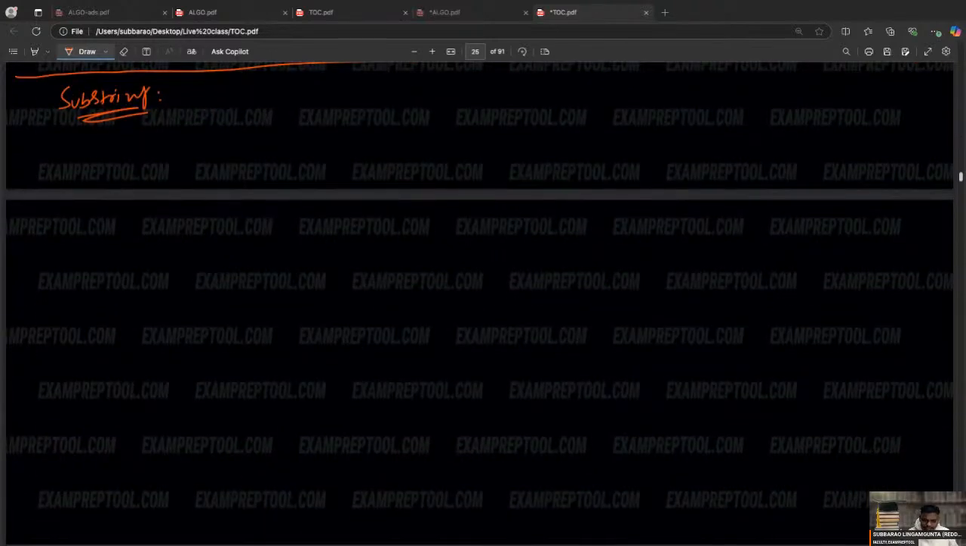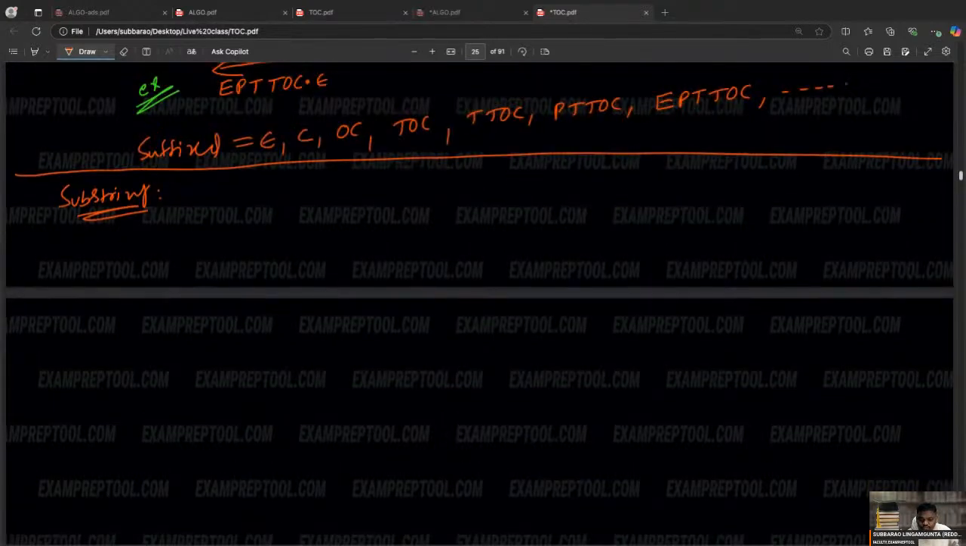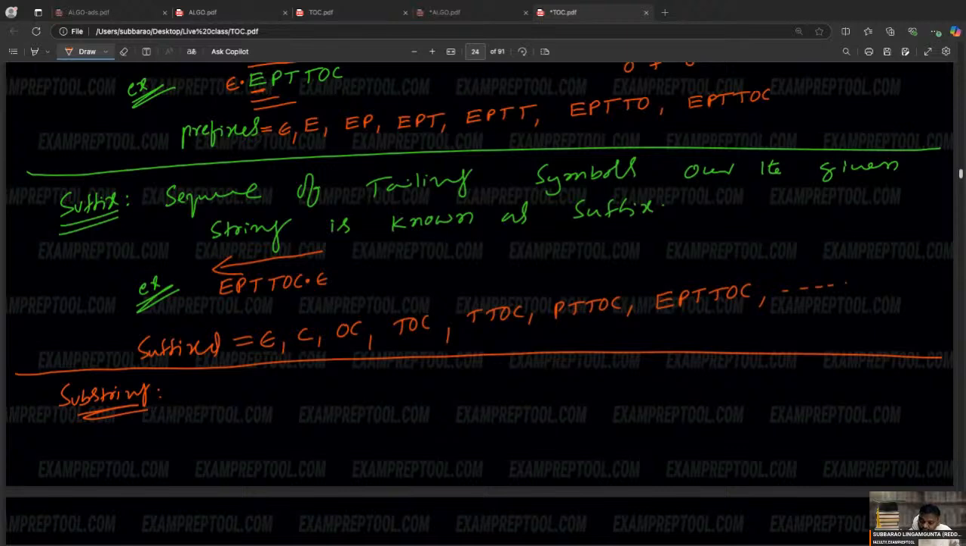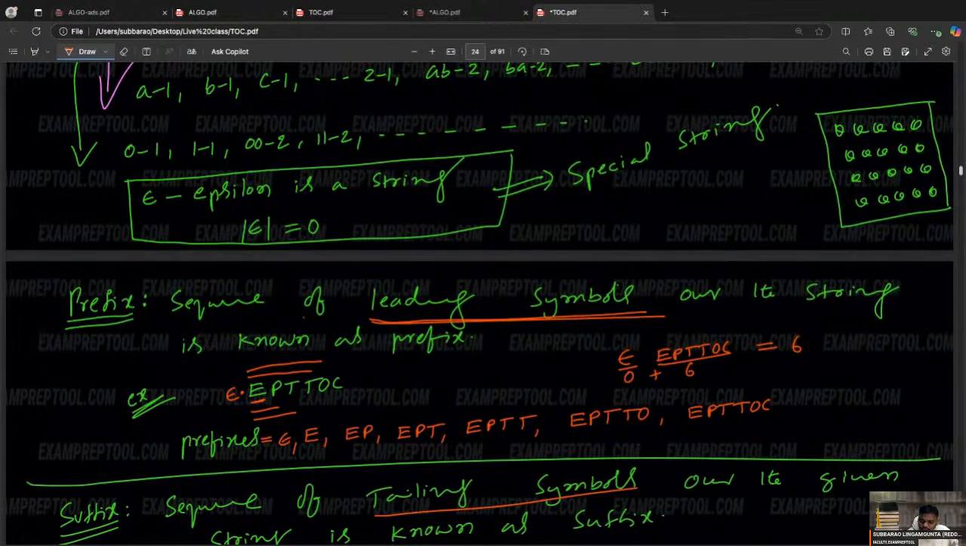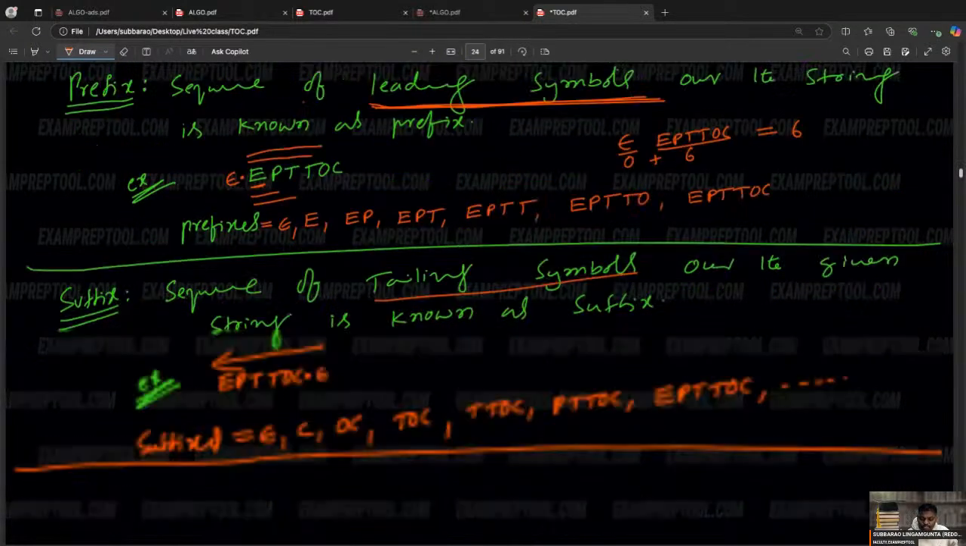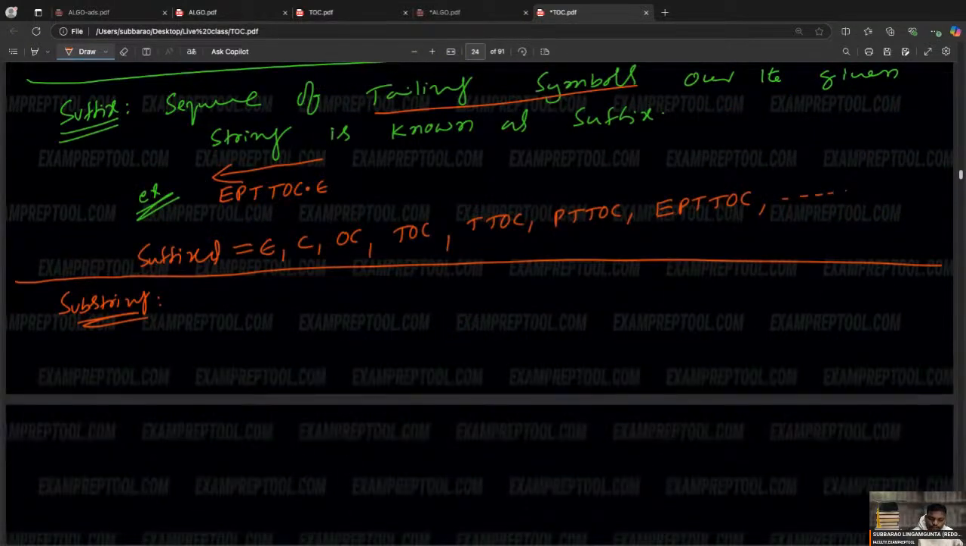Substring. Everyone, see the substring. What is a substring? I think everyone knows. When you say suffix, it is a sequence of trailing symbols. When you say prefix, it is a sequence of leading symbols. But when you say substring, it is any sequence of symbols.